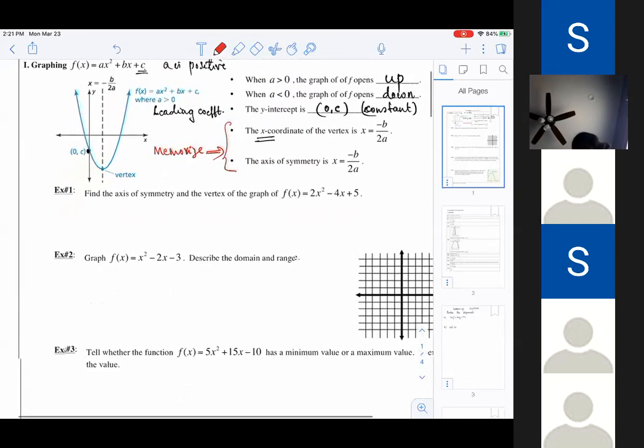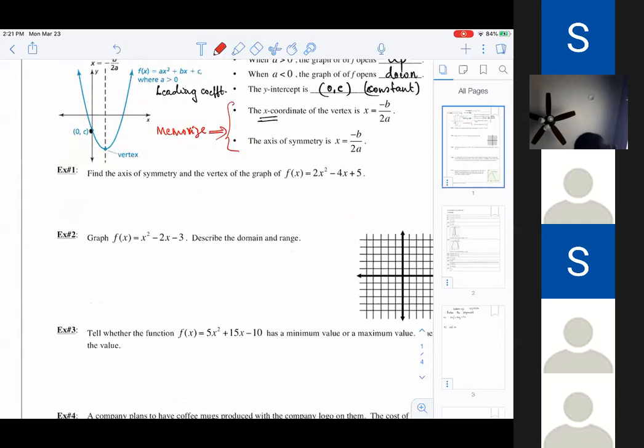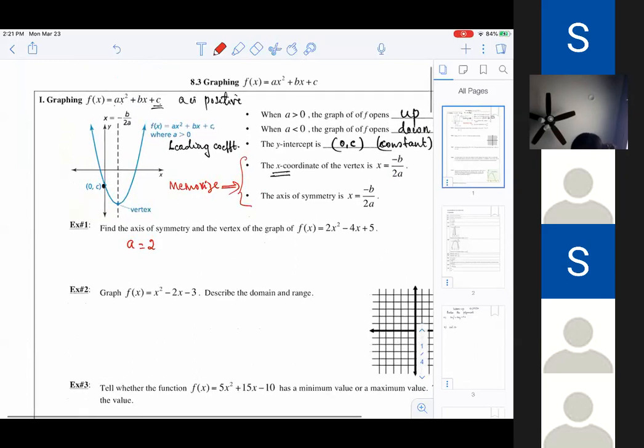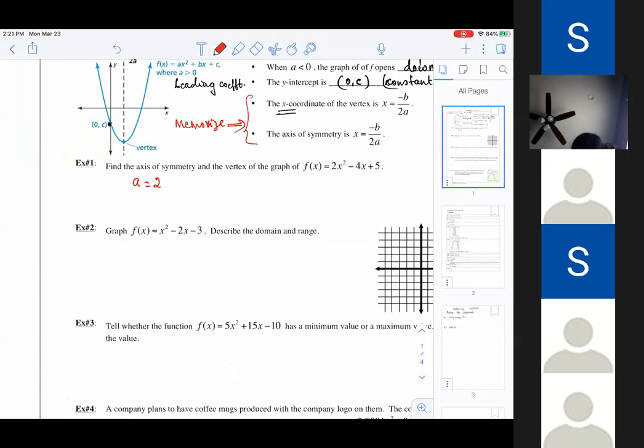Okay, let's do a problem. You're asked to find the axis of symmetry and the vertex of the graph f of x is equal to 2x squared minus 4x plus 5. First, identify a, b, and c. A is the coefficient of x squared, so a is just 2. B is the coefficient of x, which is -4. And c is the constant, which is 5.